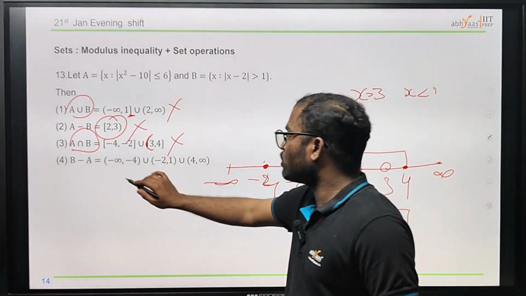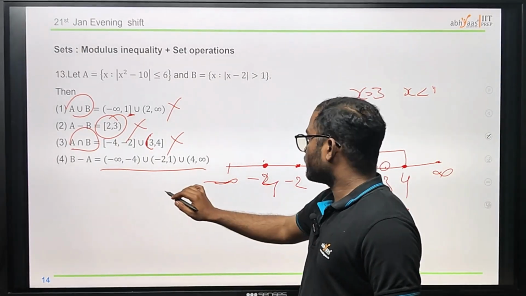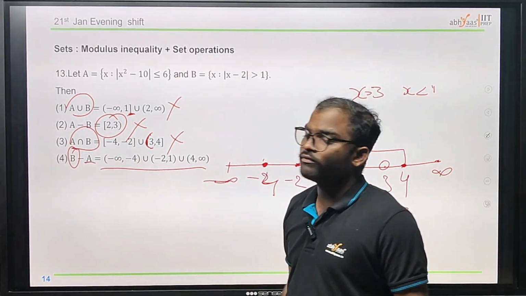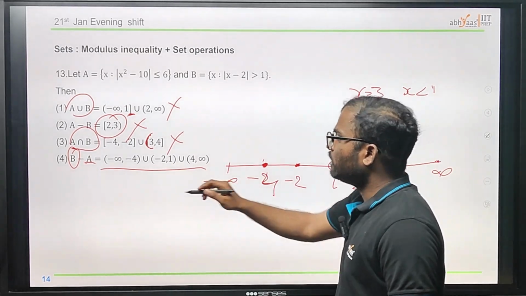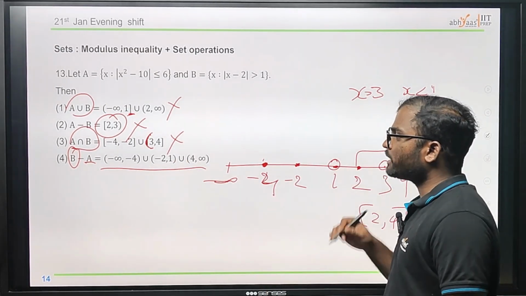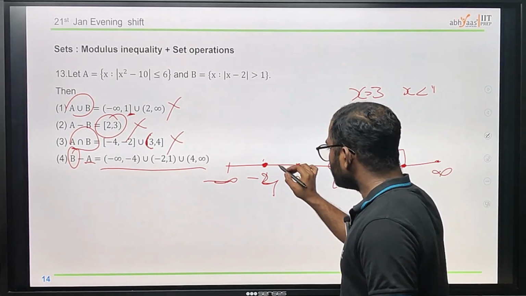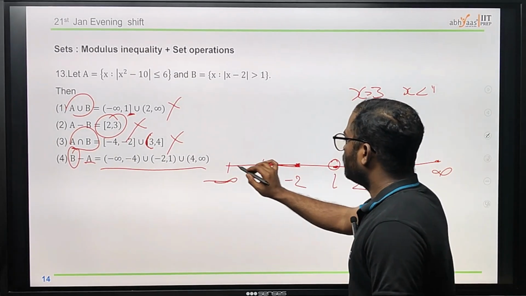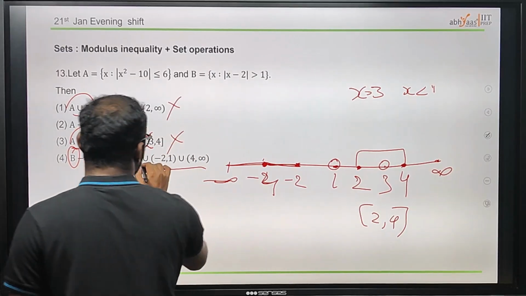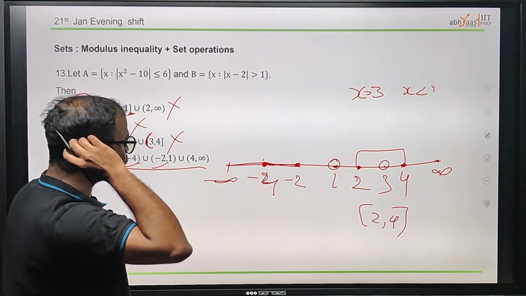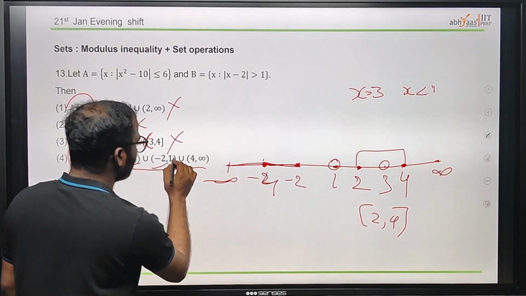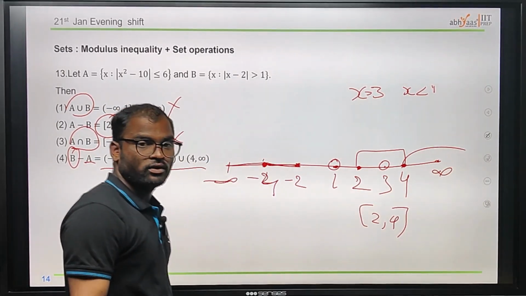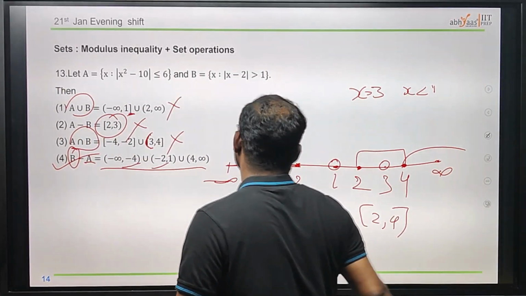But if you see the fourth option, it is correct, because we are taking the B values. We are ignoring the A values and taking the B values, just subtracting the A values, ignoring this one and this one. We will have minus infinity to 4 and minus 2 to 1 here, open. After we ignore this one, we just take them from here. That's how the fourth option is the correct answer.